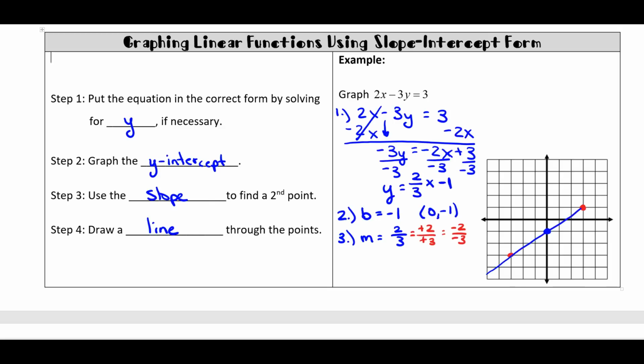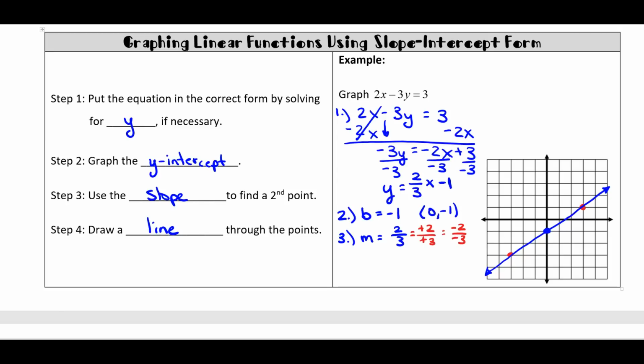Then we're going to draw our line and put an arrow, again using a ruler so your line is much straighter than mine. Okay, and that is how you graph using slope-intercept form. Now again, there's a couple of quick checks you can make. Definitely check to see if your slope is positive, and it should be rising from left to right. Check to make sure your y-intercept is negative, so on the bottom.